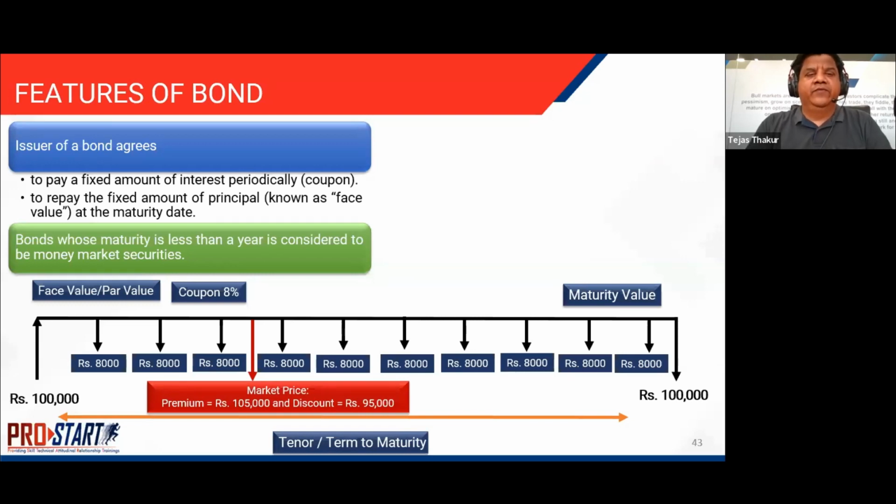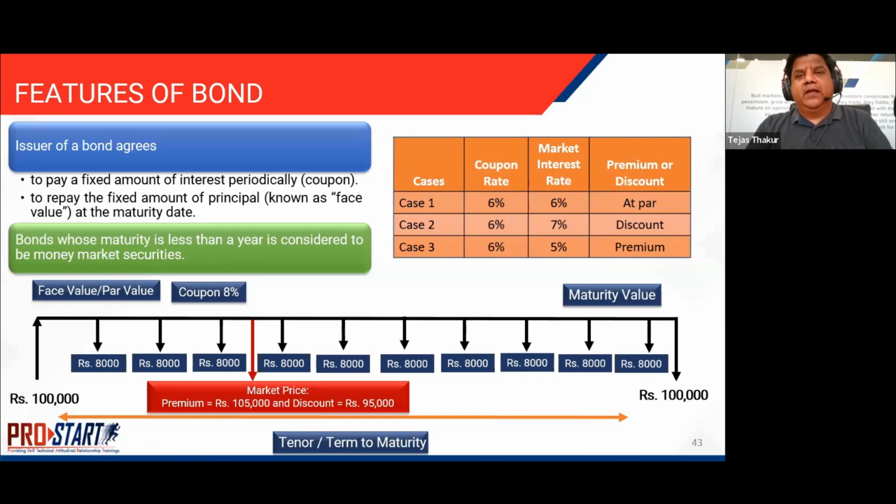Now, in between, if the bond is bought and sold, what will happen is the market price could be different. Let's say if I buy the bond after a couple of years and the market price is 1,05,000, then the bond is said to be trading at a premium. And if it is available at 95,000, then it would be said that the bond is trading at a discount.